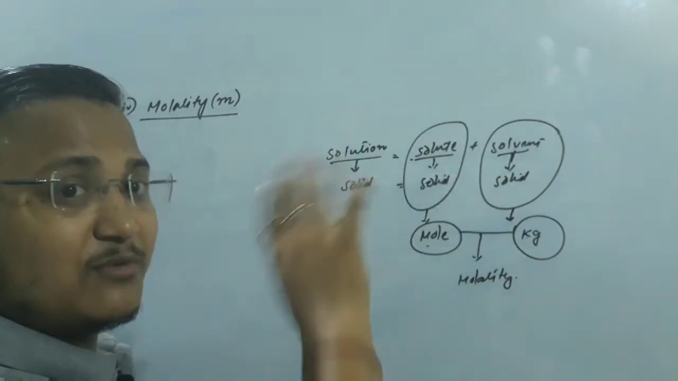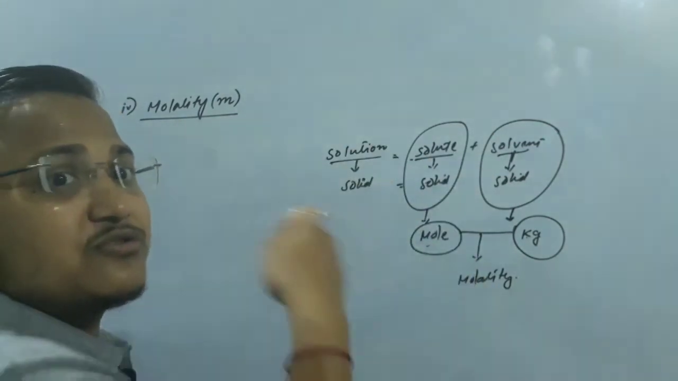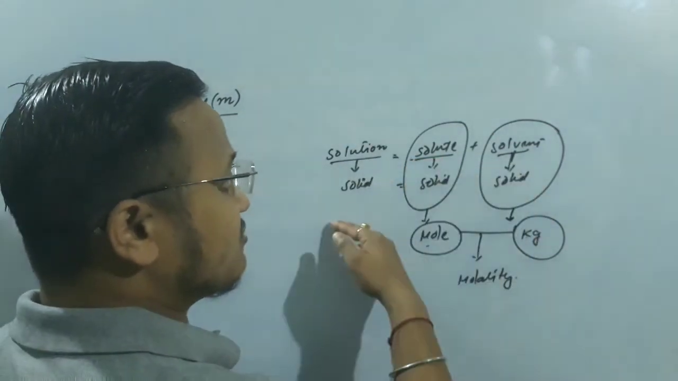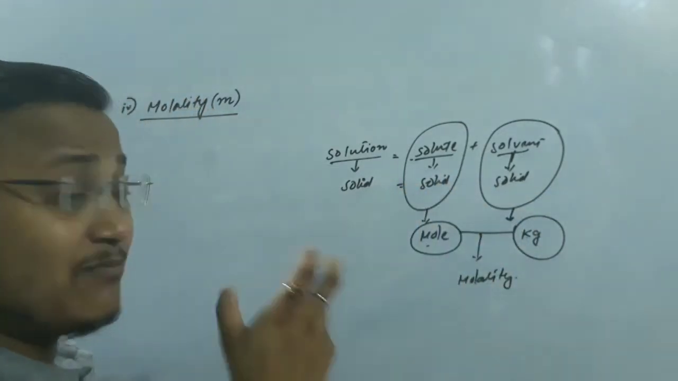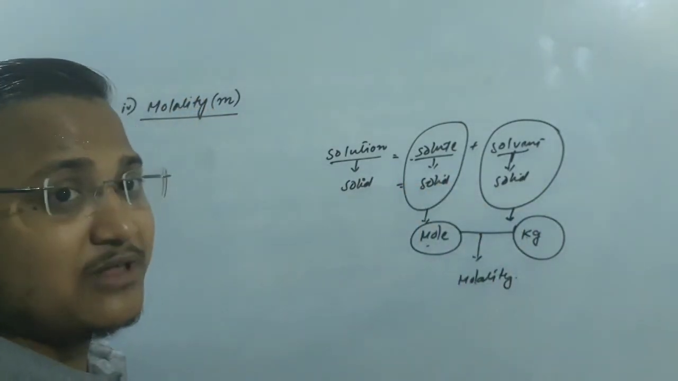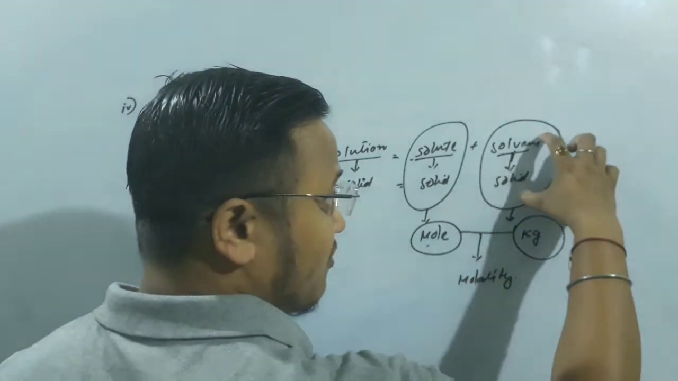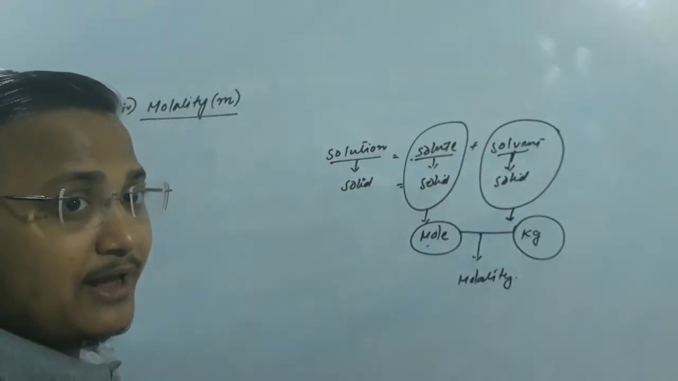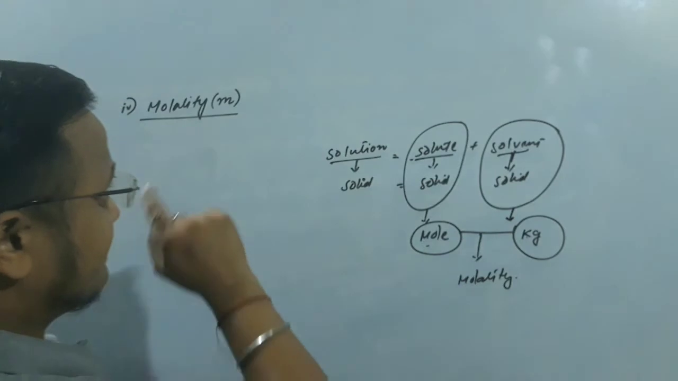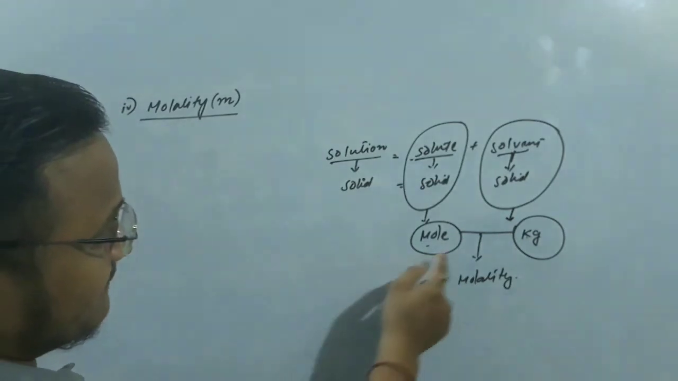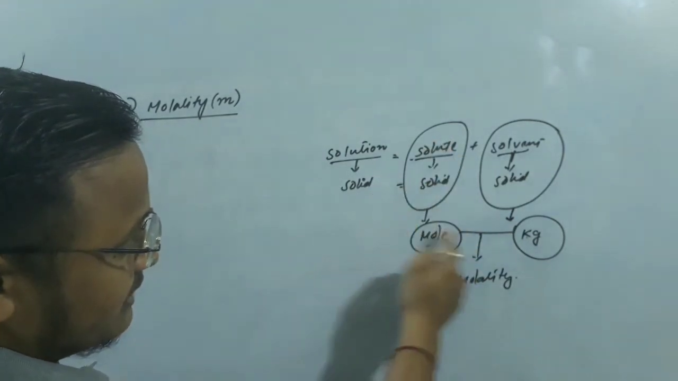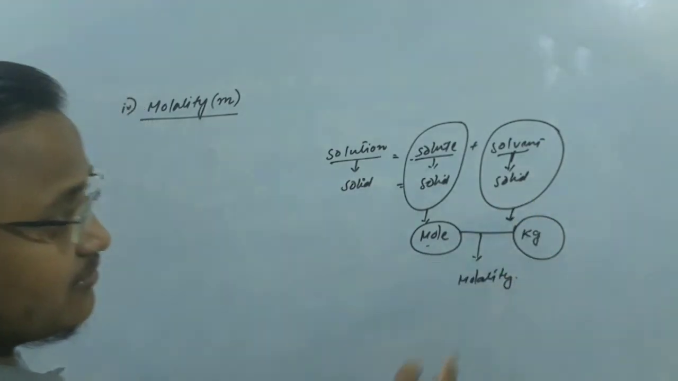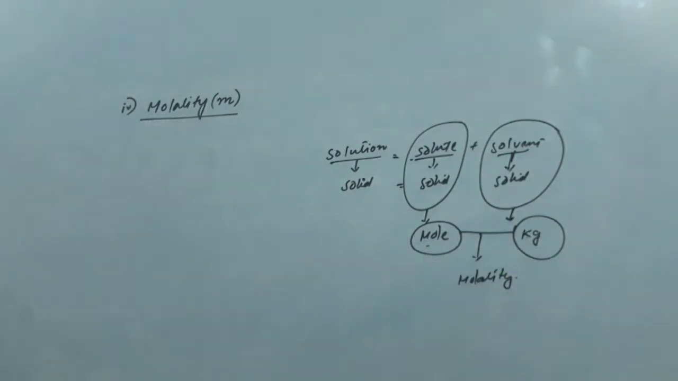So it will define the volume of the solution. You can take solution also, solvent also. But when you mean solution, you have to add both things. Here we are not supposed to do that. Here we are only supposed to talk about the solvent. So molality is moles of solute per kg of the solvent. How can we define all these things then?